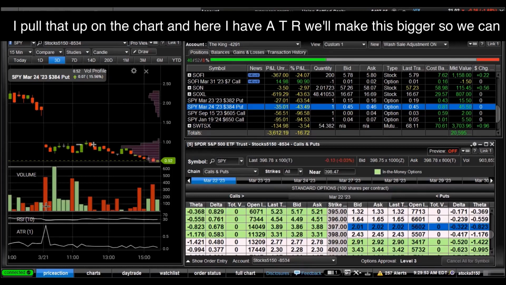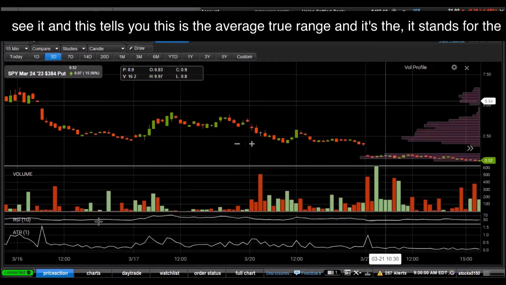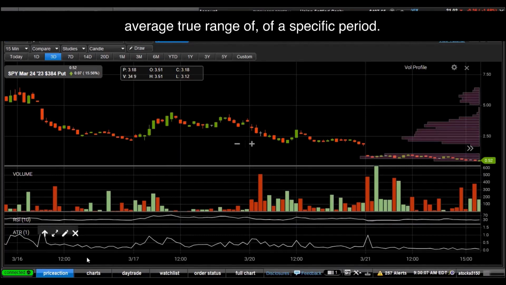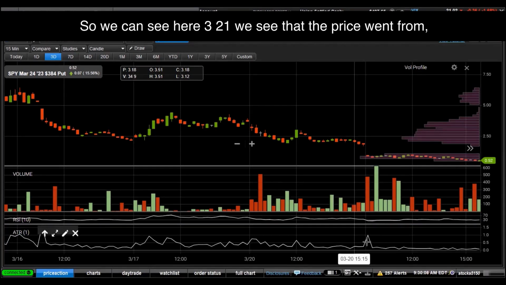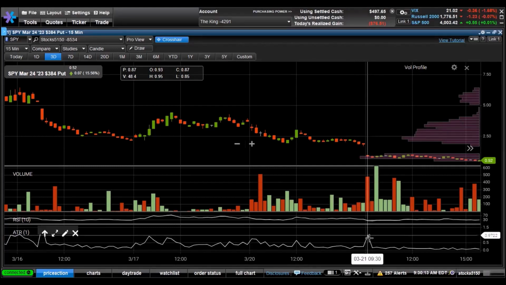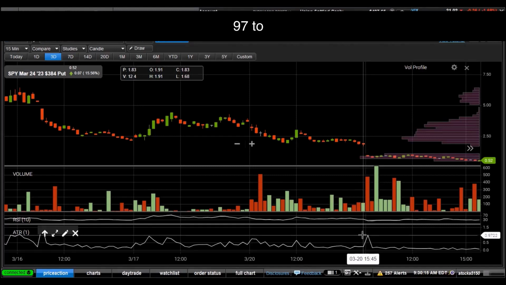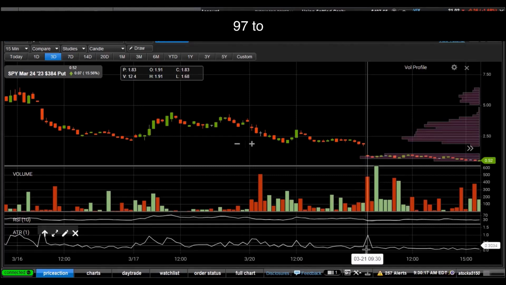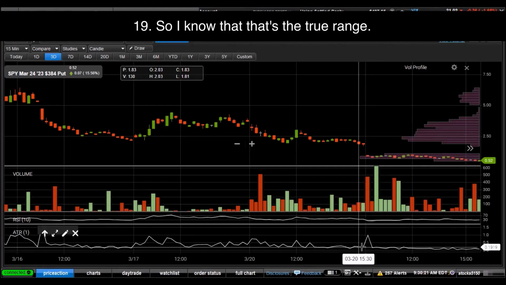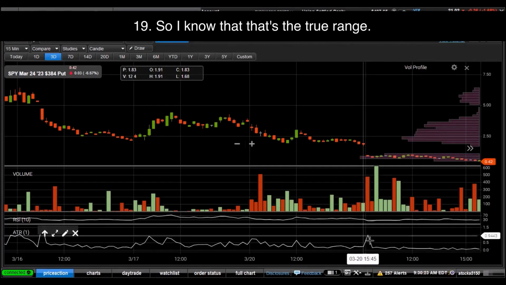I pull that up on the chart, and here I have ATR. We'll make this bigger so we can see it. This is the average true range of a specific period. So we can see here 321. We see that the price went from 97 to 19. So I know that that's the true range.